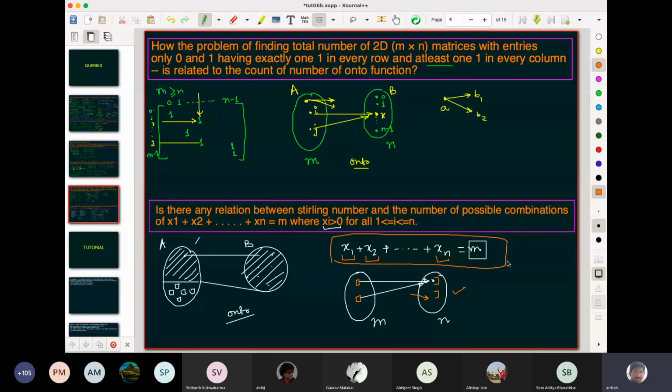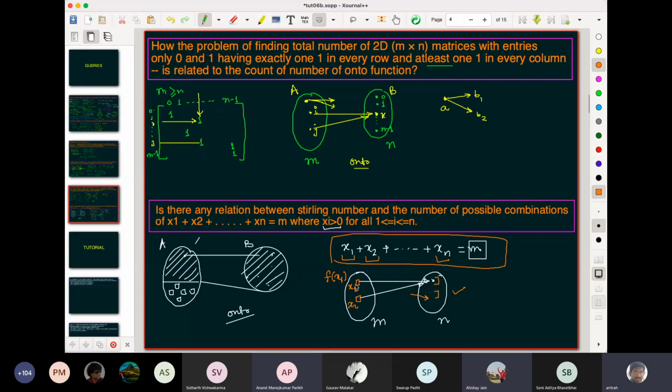Sir, but the balls are not similar. They are distinct. So for Stirling numbers, we assume that all identical boxes are there, but in this, the images of x can be different. So n factorial, let's say the balls are numbered x1 and x2, right? Yes, sir. Then it will be the same. But then that won't be the Stirling number. It will be n factorial times that Stirling number. Exactly. That will be the number of functions.